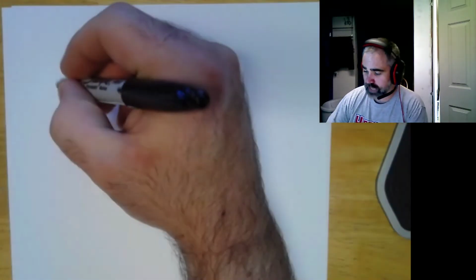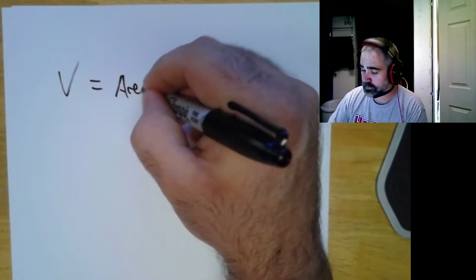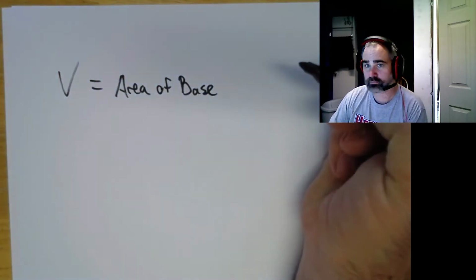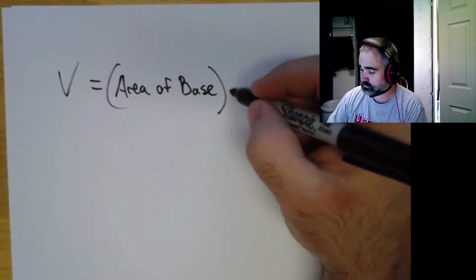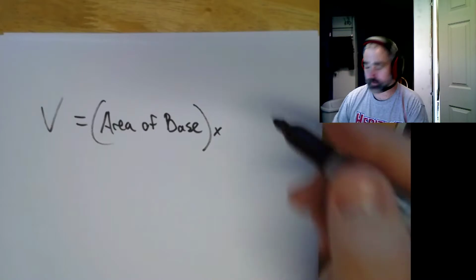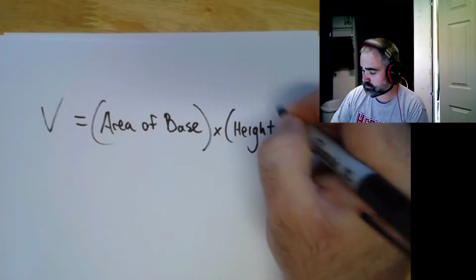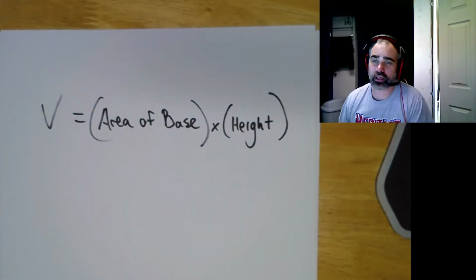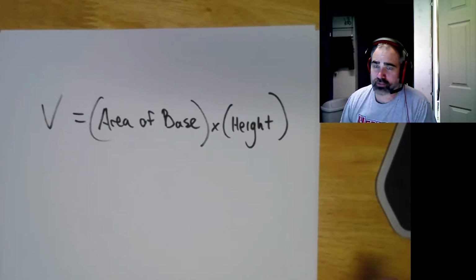So let's just remember that: all volume is the area of the base times the height. Every problem can be reduced to this, with the exception of a sphere, and we're going to talk about that today. But this is the volume of basically everything. Okay, so let's talk about some homework questions.